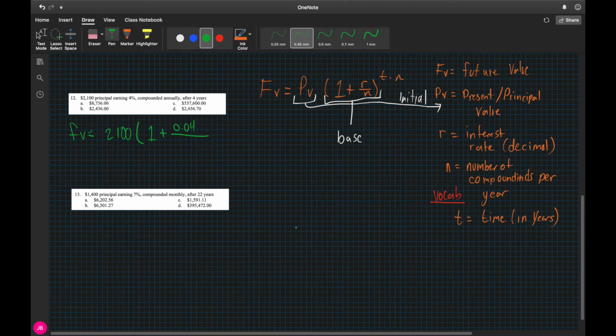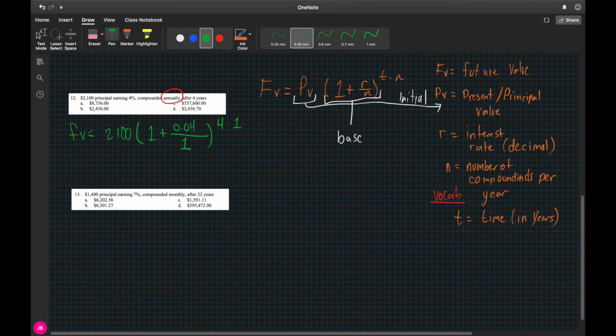So if this is annually, let's look at this vocabulary. Annually means 1 time per year. So we're going to divide by 1, raised to the power of 4 times 1. Because again, annually means that it's happening 1 time per year.